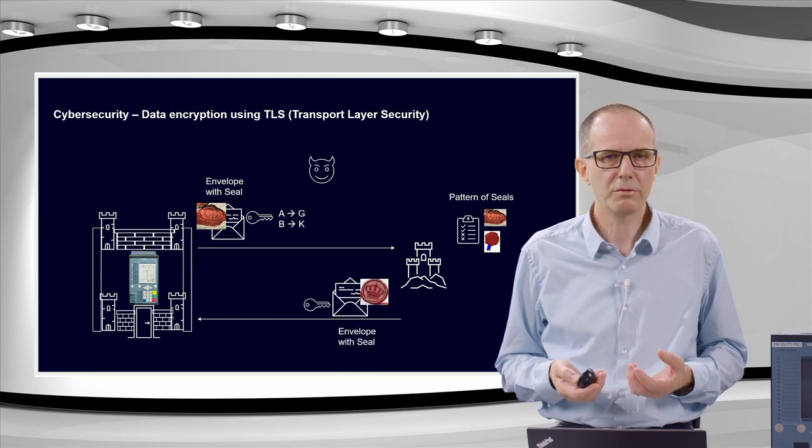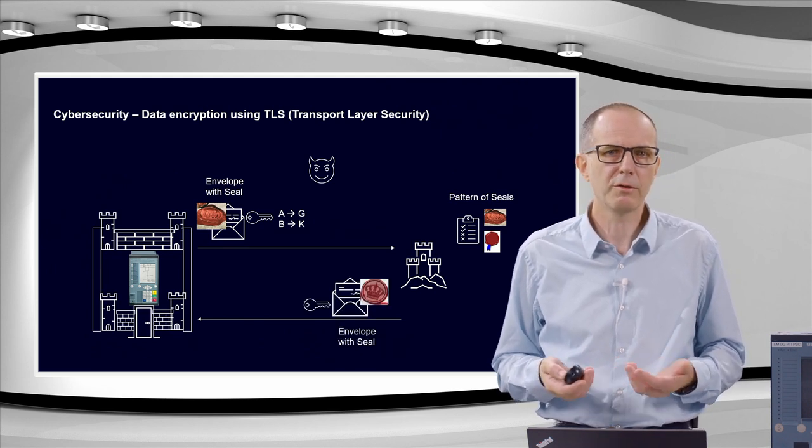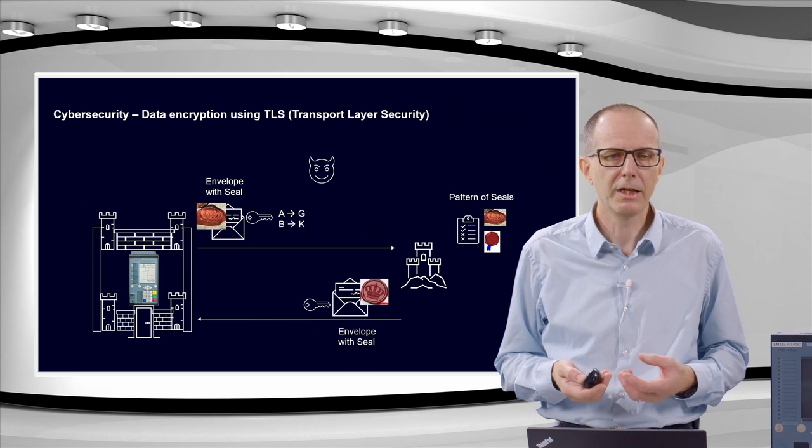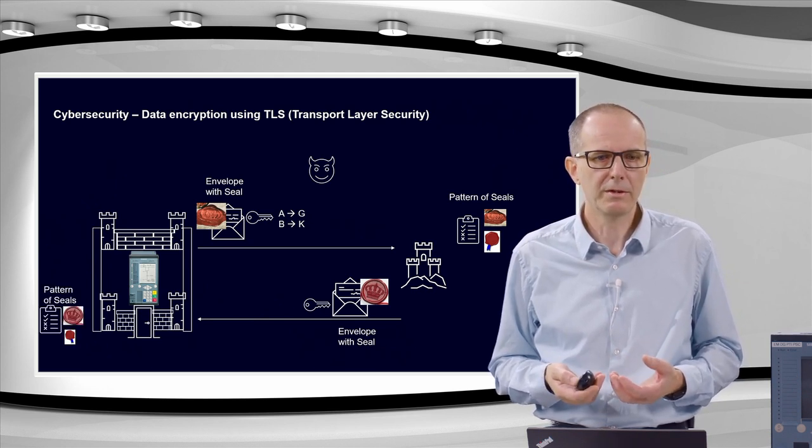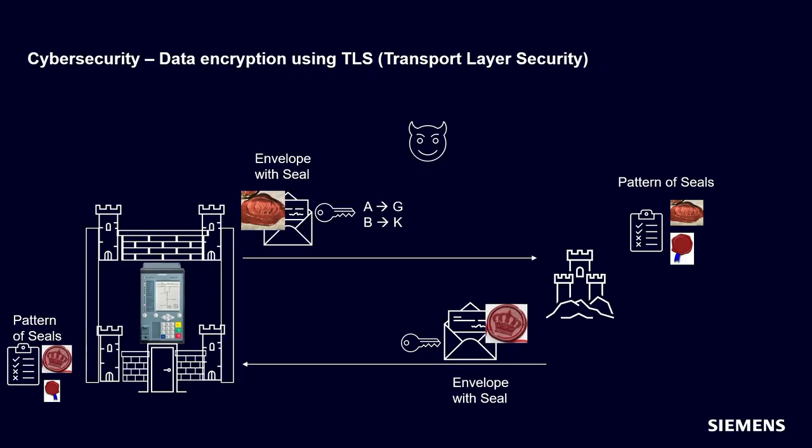And if you want to trust your partner, he also has to send the encryption code inside an envelope protected by his own seal. When you receive the message, you will check if the seal pattern is part of the list of the trusted seals.